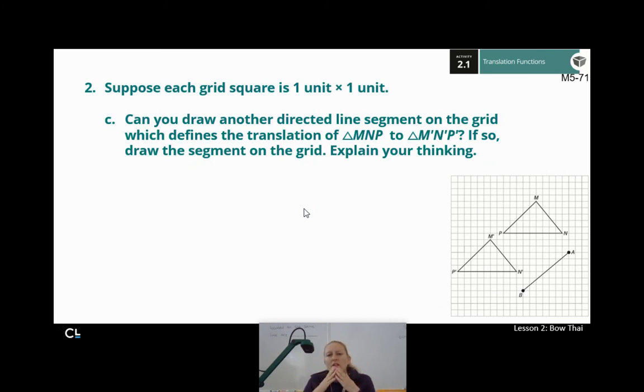Can you draw another directed line segment on the grid, which defines the translation of triangle MNP to triangle M prime N prime P prime? Just draw it. Just like we drew from A to B, maybe you want to draw from here to here, or here to here, or here to here. It doesn't have to be over here. Go ahead and hit pause. Just draw it. Hit play to keep the party going.